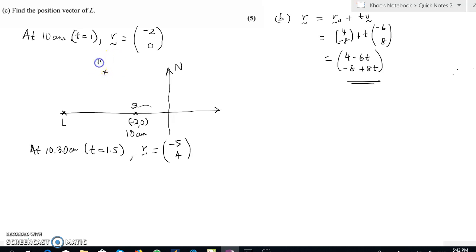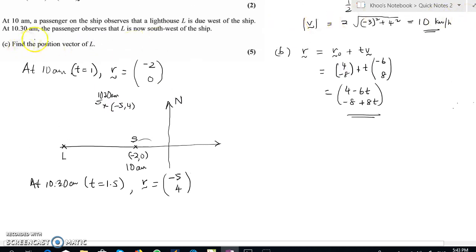So let's put the time down. This is 10:30 a.m., and this position is minus 3, 4. That's the position of the ship at 10:30. And you are told, if you look back at the question, that at 10:30 the passenger in the ship observed L to be southwest. So somewhere around here, let's draw a line joining it. And let's draw a line joining this to the initial position at 10 a.m.